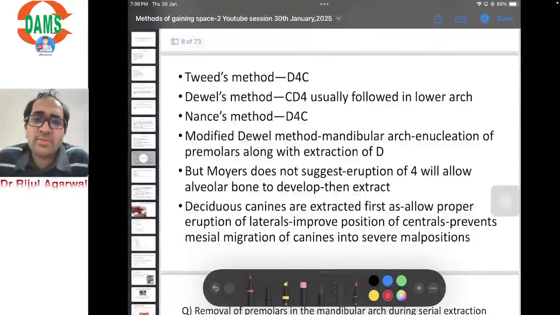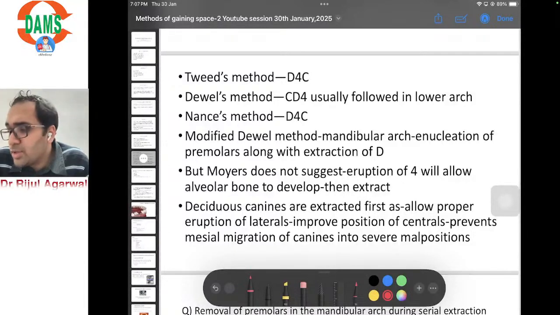So what are the various methods of extraction? First is the Tweed's method, who said the extraction pattern to be D4NC, that is deciduous first and second molar, followed by permanent first premolar and followed by deciduous canine. Dewel's method, he modified it to C, D, and 4, and he said it is usually followed in the lower arch. Next is the Nance method, similar to the Tweed method.